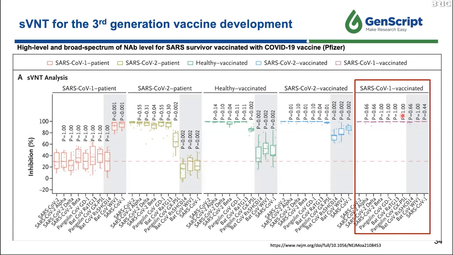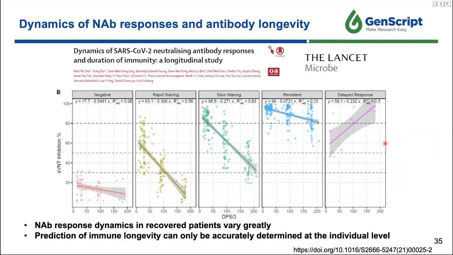So it is possible that we can reverse the order, that we first vaccinate with the COVID-19 vaccine, and then the next vaccine actually can be based on the sequence of the SARS-CoV-1 that can potentially give us a very broad spectrum protection. So next, I would like to discuss the dynamics of the neutralizing antibody response and also the antibody longevity, because I believe most of you are interested to know how long can the antibody last in our body after the vaccination, right?